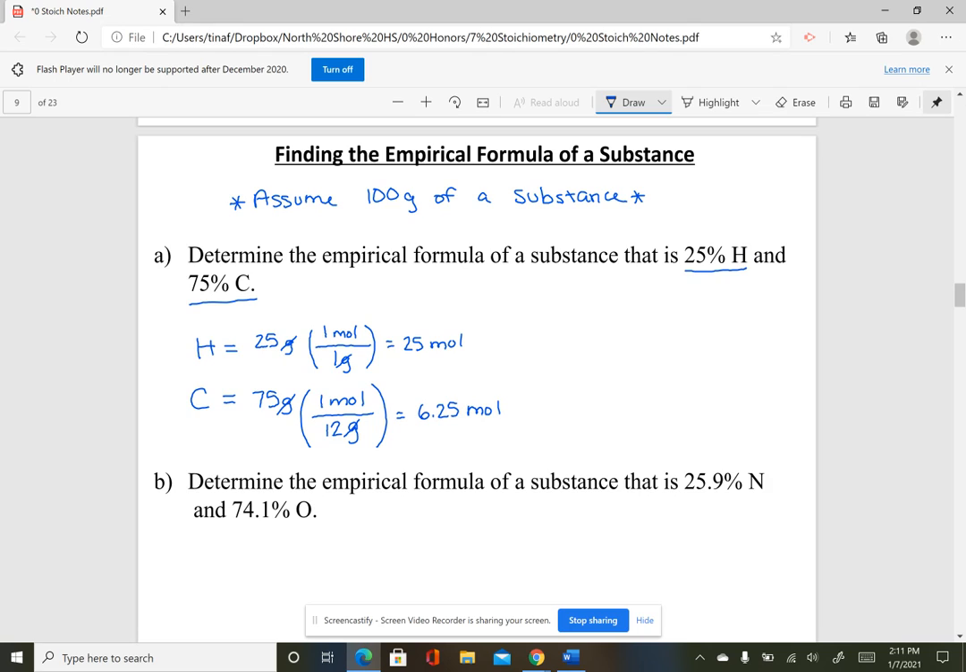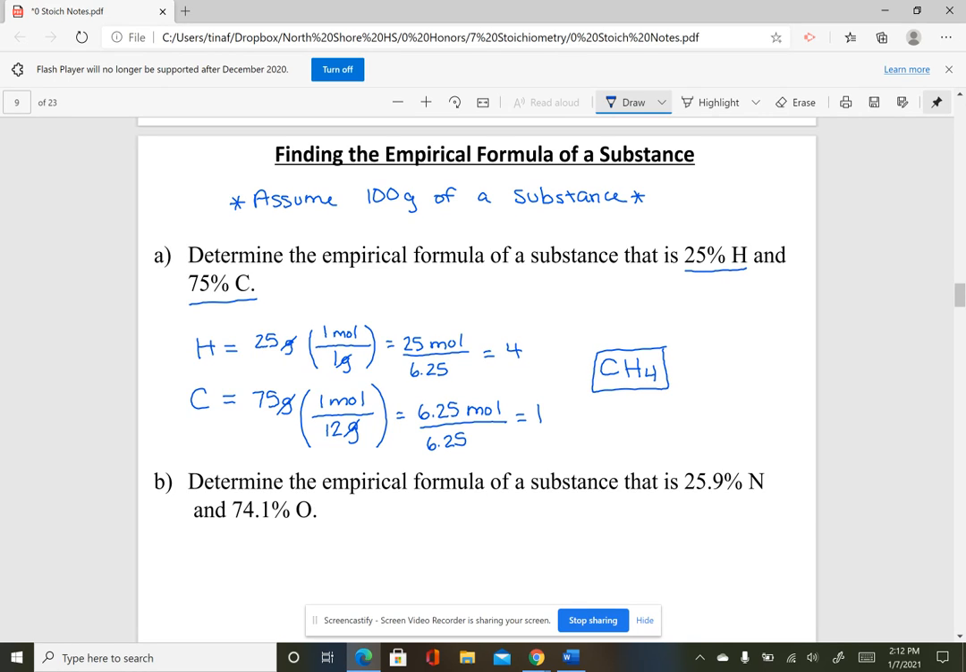Okay. Now your next step is to look at your moles, and whatever the smaller number of moles is, you want to divide everything else by that number. So 6.25 is smaller than 25. So I'm going to take the 6.25 and divide it. That gives me 4 here, and that gives me 1 here. So this is telling you the ratio of carbon atoms to hydrogen atoms in this compound. So the empirical formula would be 1 C and 4 H's.